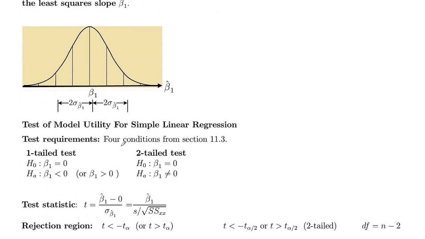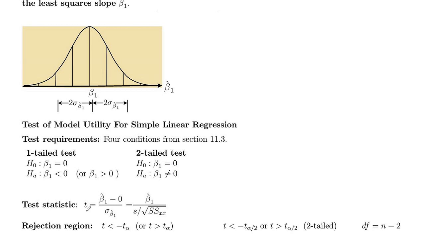So our test requirements are going to be the 4 conditions from section 11.3. For a one-tailed test, our null hypothesis is beta 1 equals 0, and our alternative is going to be either beta 1 less than 0 or beta 1 greater than 0, depending on what we hypothesize from the sample data. A two-tailed test is going to be beta 1 equals 0 versus not equal to 0.